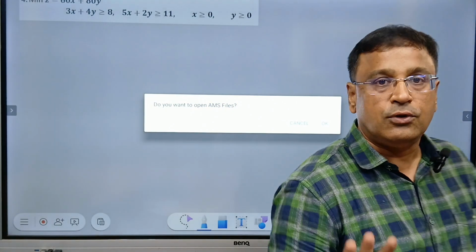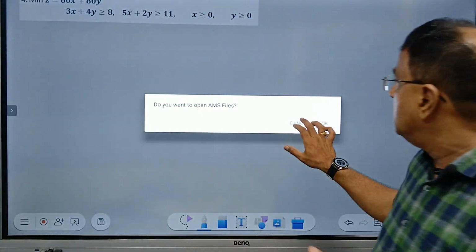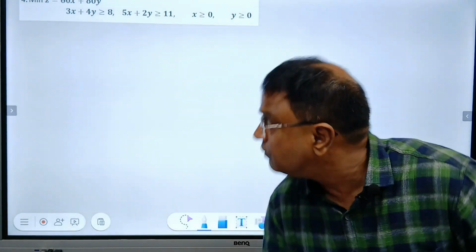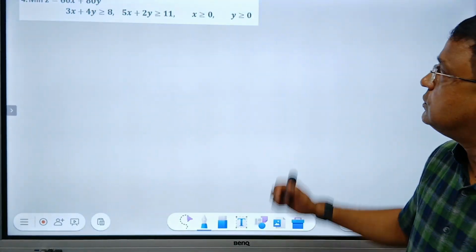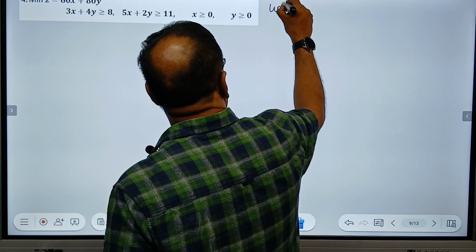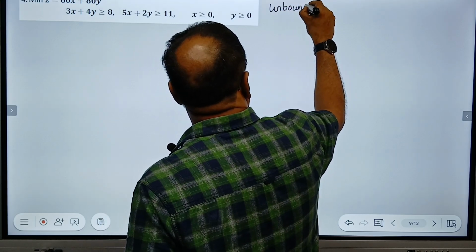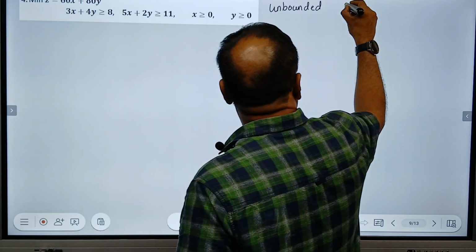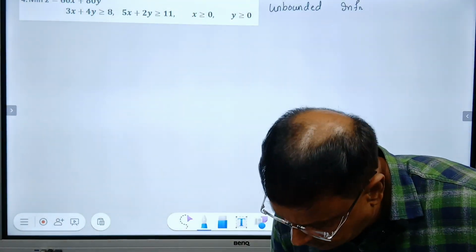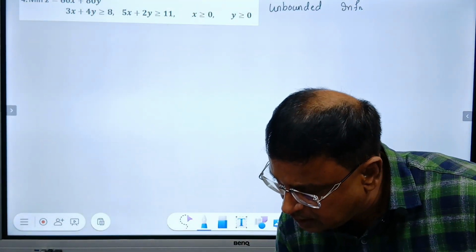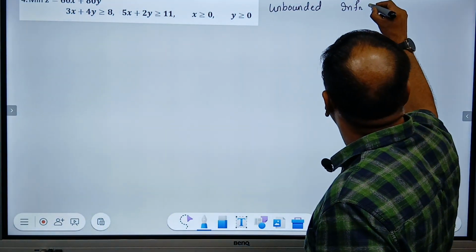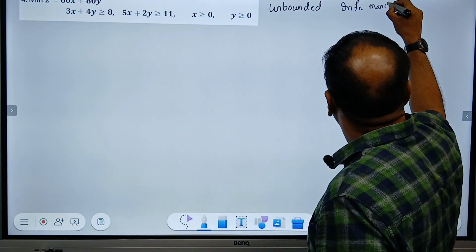Now this is the fourth question. We have totally 6 questions. Now what is the fourth question? The fourth question is actually unbounded. This is type 4. It is unbounded, and maybe unbounded with infinitely many solutions. This is type 4.